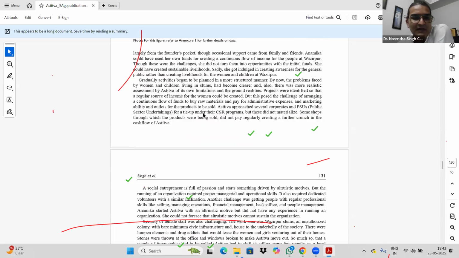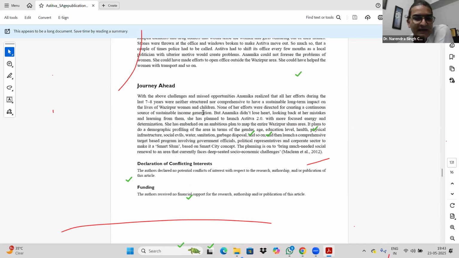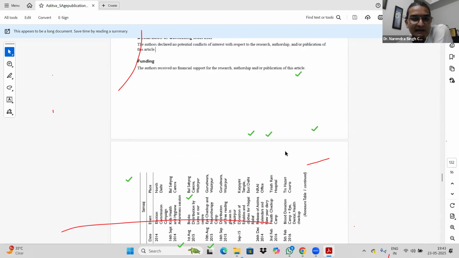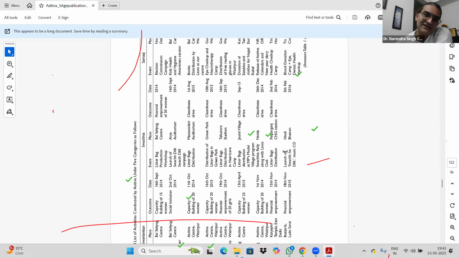And then they have talked about the journey ahead, and they have given a declaration. See what the declaration is all about. No potential conflict of interest with respect to the research, authorship, or publication of this particular article. And this is what they have done.